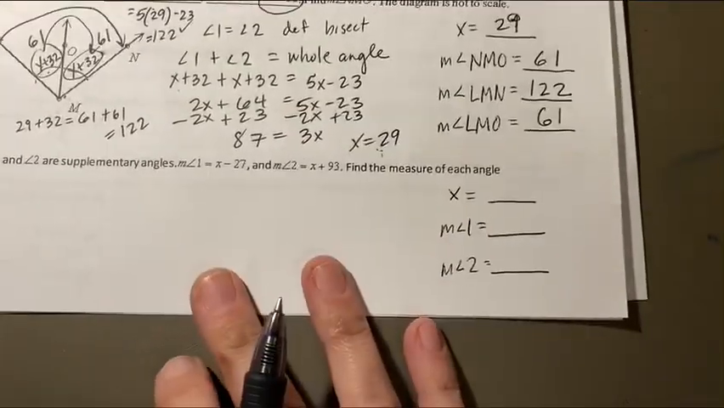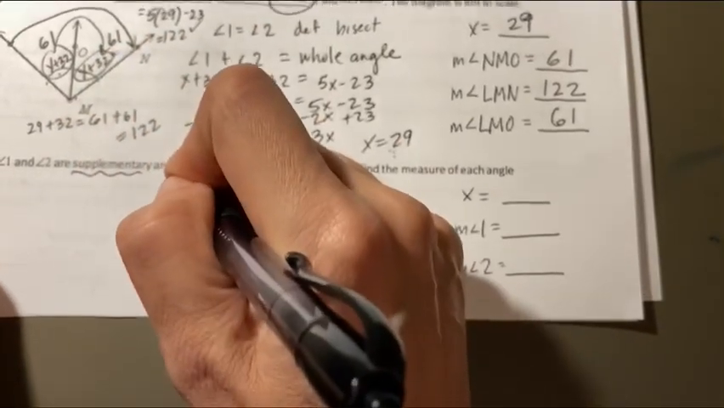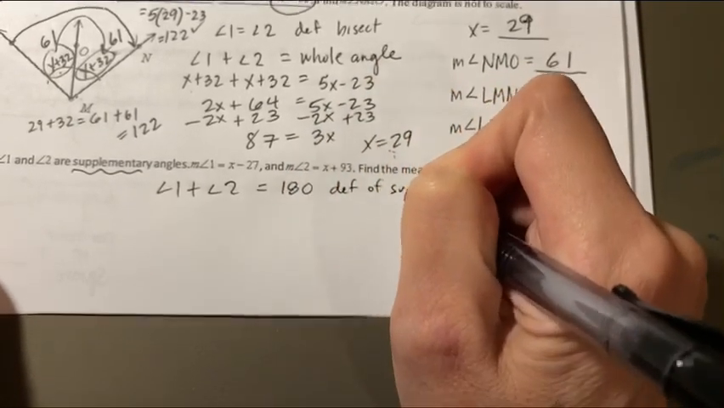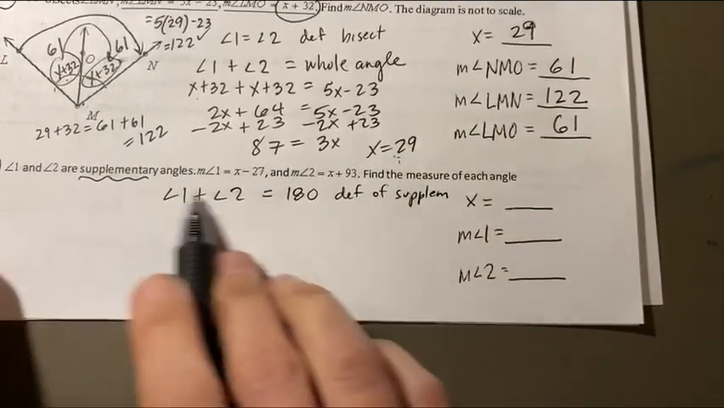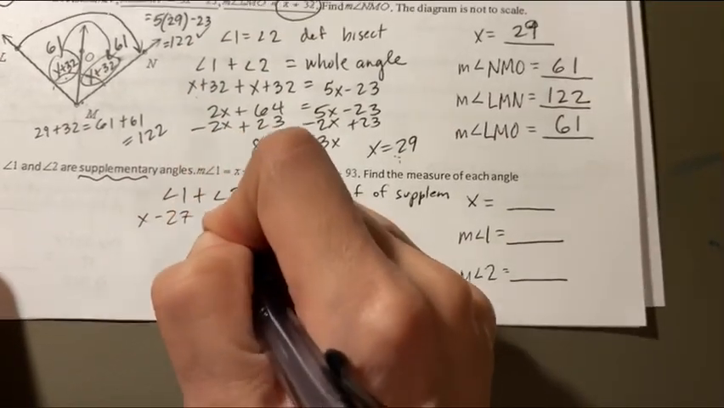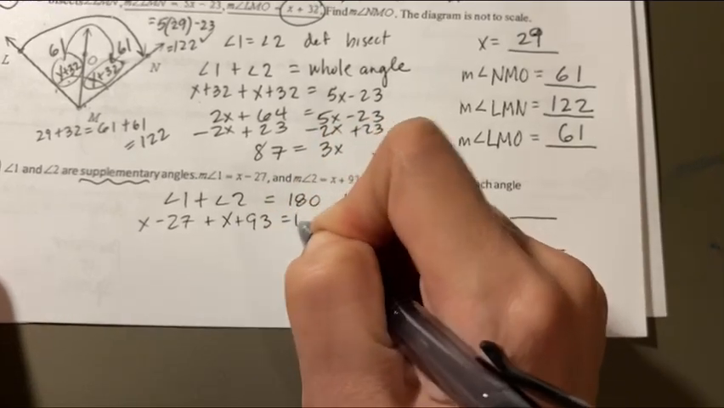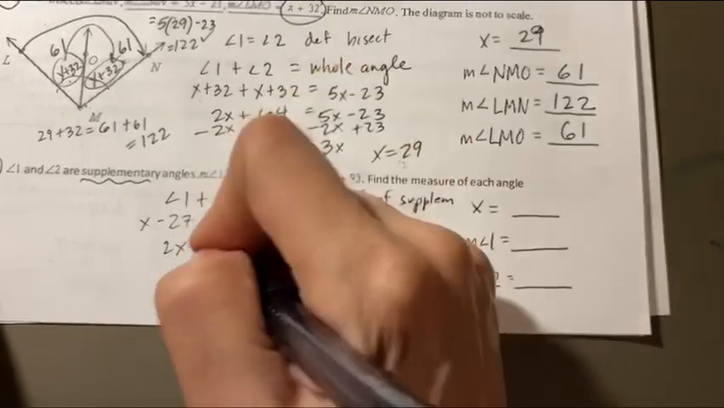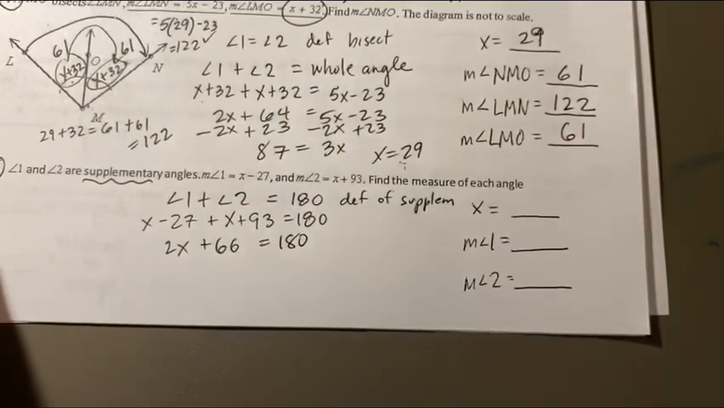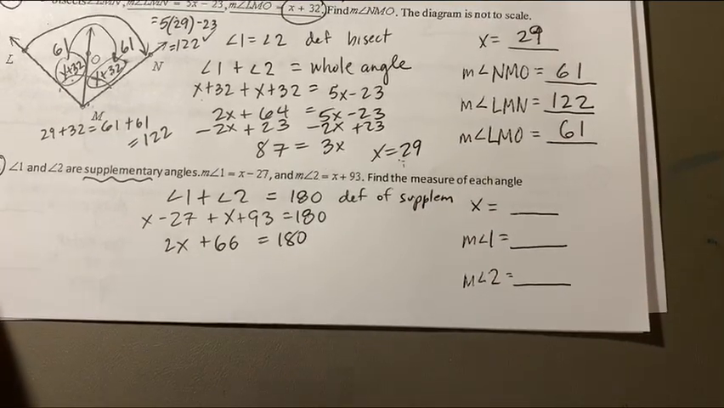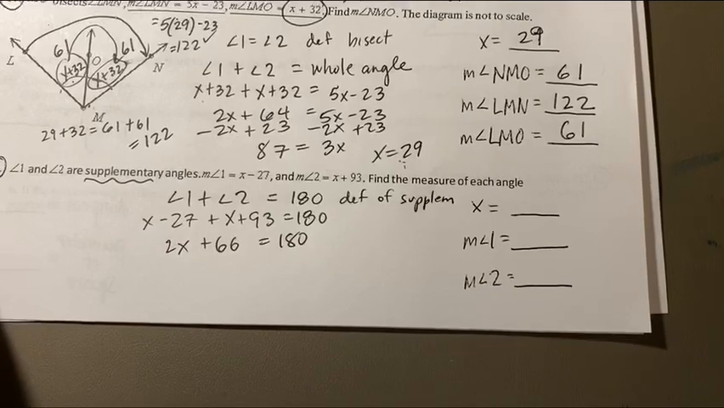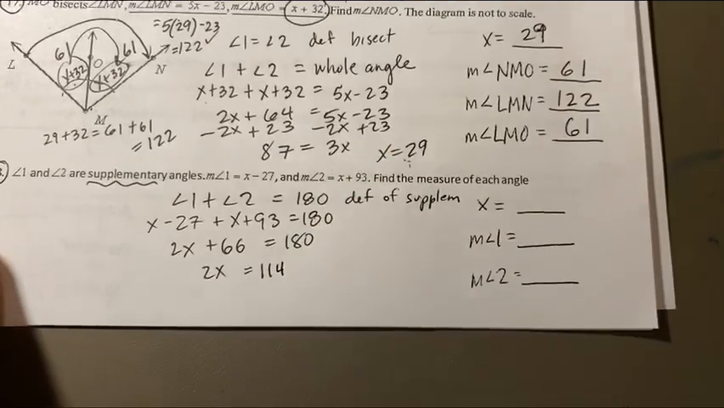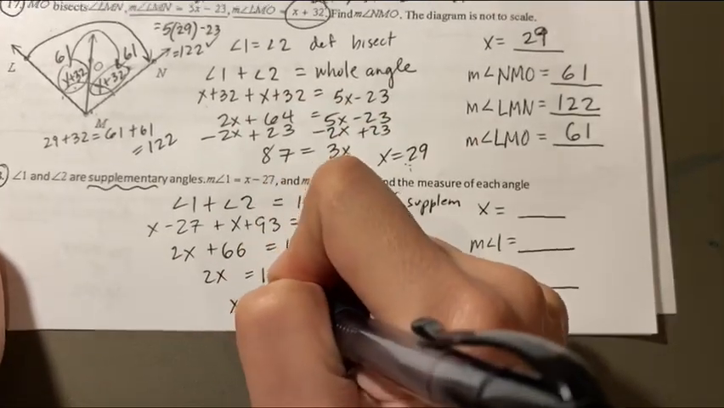Okay, now let's practice this one. This word supplementary means two angles that add up to 180. That's the definition of supplementary. Okay, so angle 1 and angle 2. So x is 57.